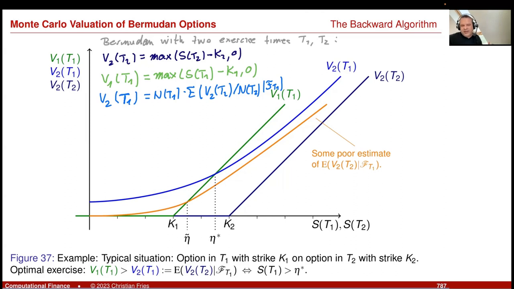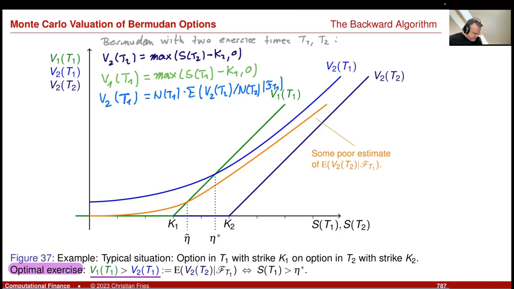So now I have to decide whether I exercise or not. So my exercise criteria is here. So is the value, or maybe I take the pen. So my exercise criteria, my optimal exercise is here. So is the value of the underlying larger than the observed value of the option that I have in T2?